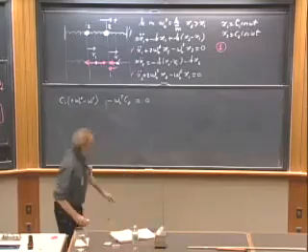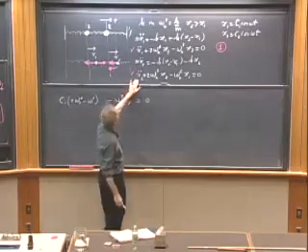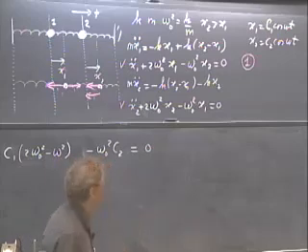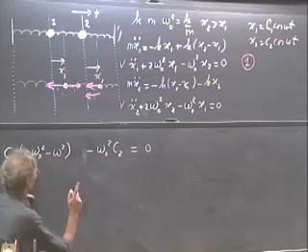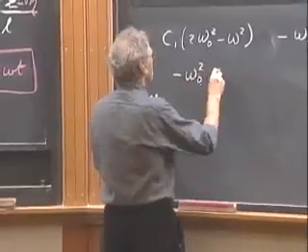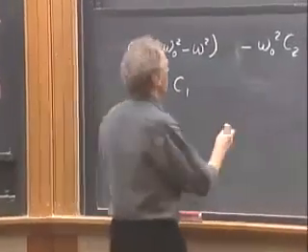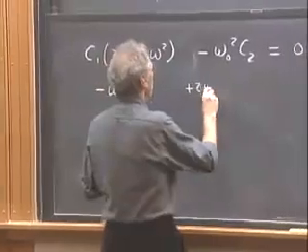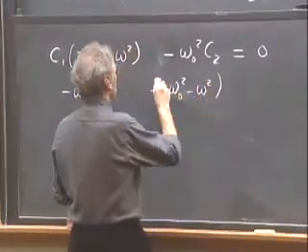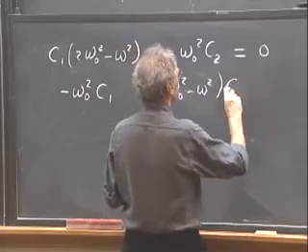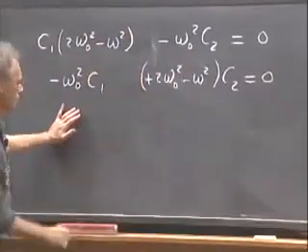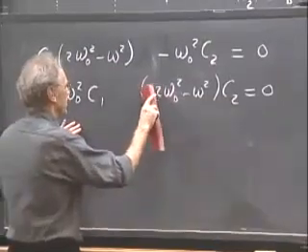And then I go to my second differential equation, which is this one. But I'm going to rearrange the c1s and the c2s. So I'm going to put the c1s here. So I'm going to get minus omega 0 squared times c1. And here I'm going to get plus 2 omega 0 squared minus omega squared times c2. And that equals 0.